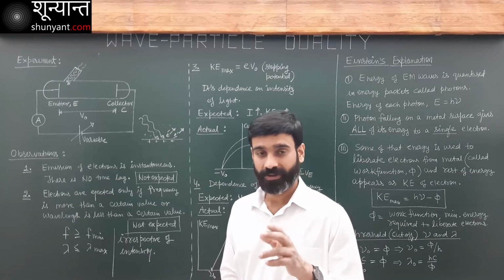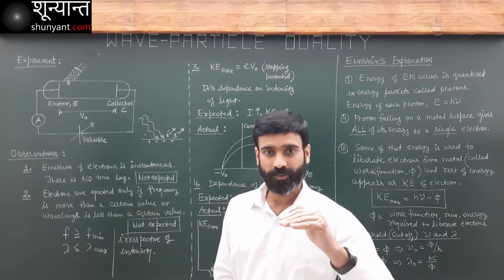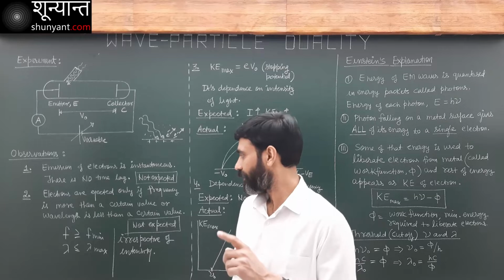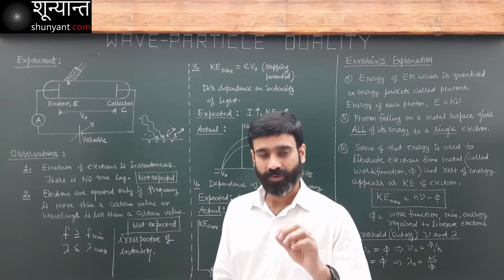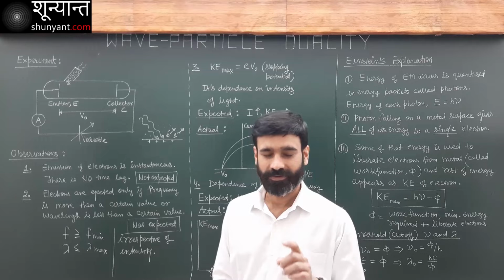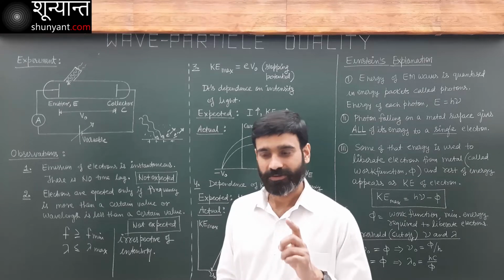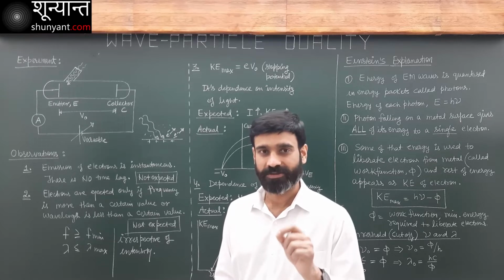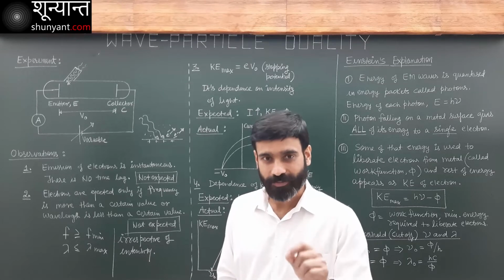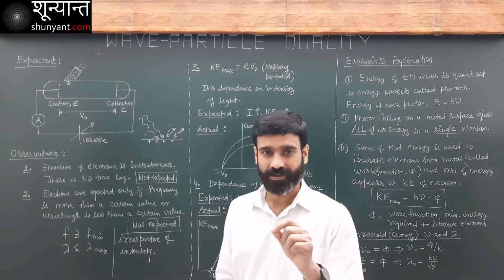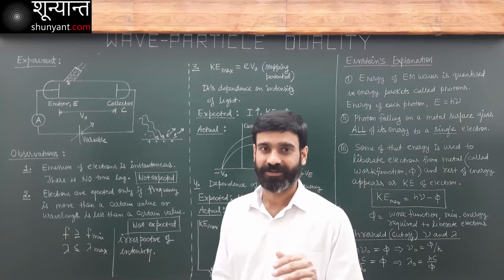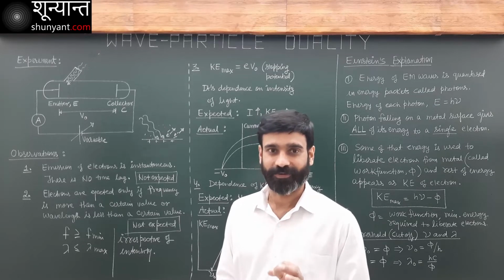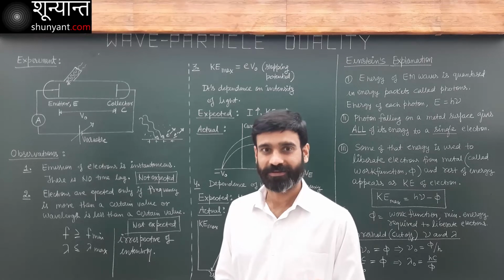On the other hand, if the frequency is more than a certain value, or if the wavelength is less than a certain value, then electrons are always ejected, no matter how small the intensity is, no matter how feeble, very weak the intensity is. Are you able to understand it? Note this point down in your notebook, in your own language.